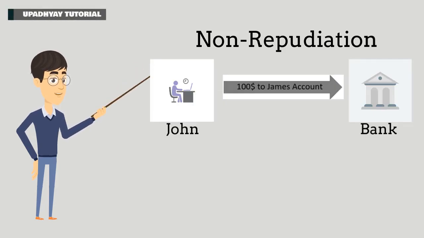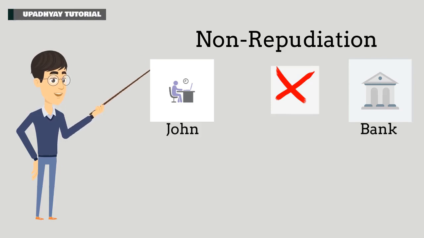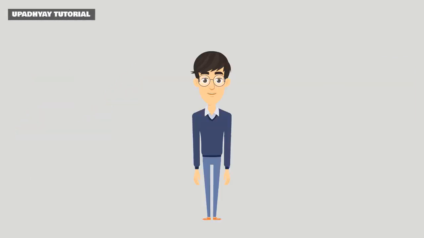John sends a fund transfer request to his bank for transferring $100 to James' account. After the transfer is done, John refutes having sent the request. This means John repudiates the fact that he had sent the fund transfer request to the bank. Situations like these are unwanted, and non-repudiation prevents them. I hope non-repudiation is clear to you now.